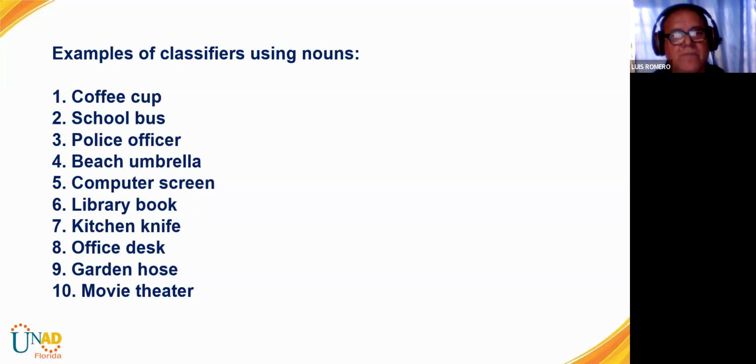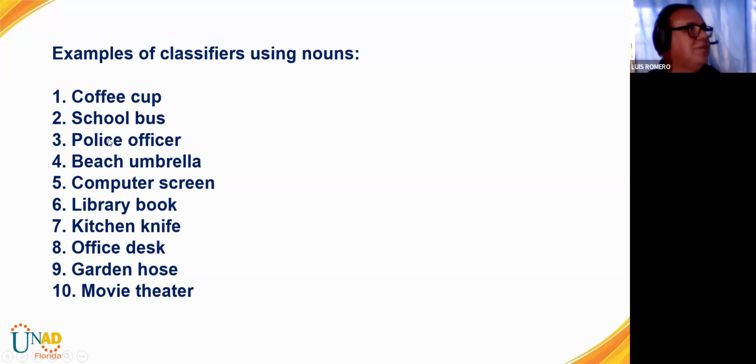Then you have other classifiers like nouns. Here you can see that coffee is a noun and cup is a noun too. So coffee cup, and this word is describing another noun. So a noun describing a noun. School bus. In this case, school describes this noun. So you have a noun which is describing another noun.